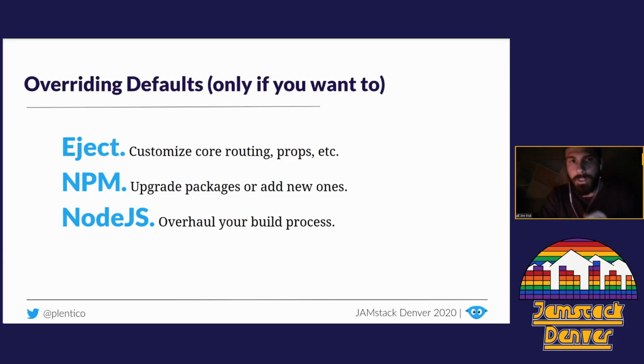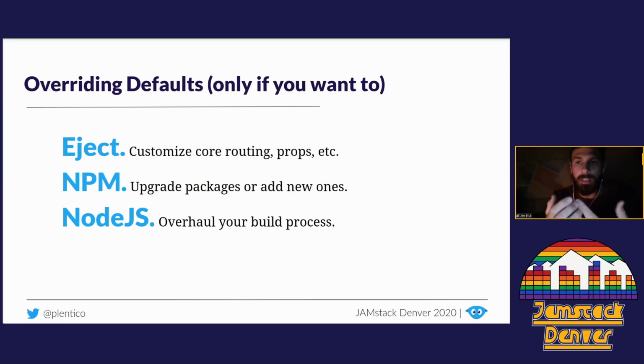And so that kind of gets into overriding defaults. You can override things if you want. The first concept here is a little separate from that. So we have an ejectable core. And basically, if you want to customize routing or props or things that we set up behind the scenes for you, you can eject part of the core. So it's actually hidden from the user, so you're not overloaded with things.